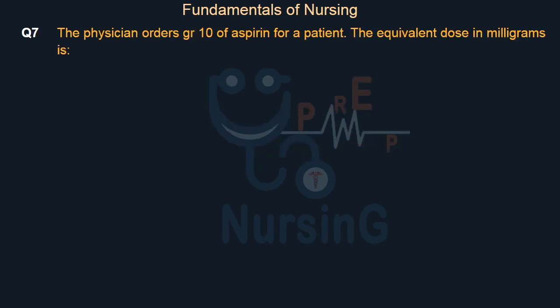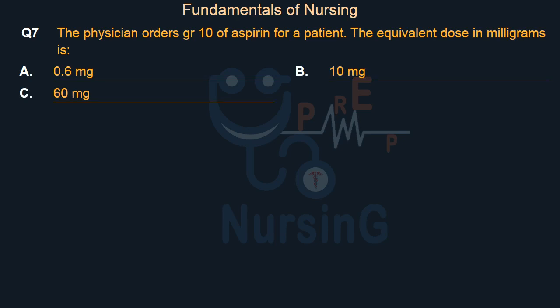The physician orders gr 10 of aspirin for a patient. The equivalent dose in milligrams is Option A, 0.6 milligrams. Option B, 10 milligrams. Option C, 60 milligrams. Option D, 600 milligrams. Right answer is Option D, 600 milligrams. Gr 10 x 60 milligrams / gr 1 equals 600 milligrams.